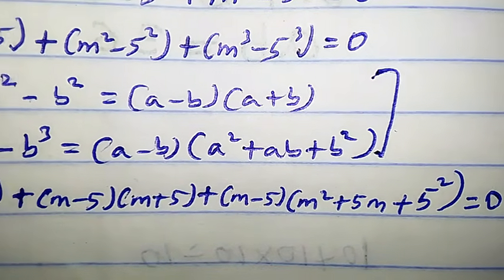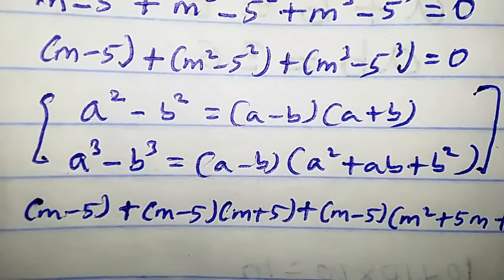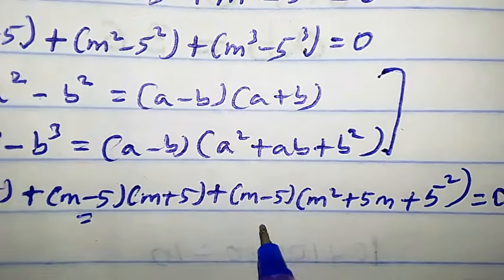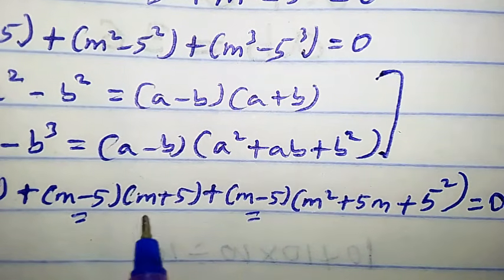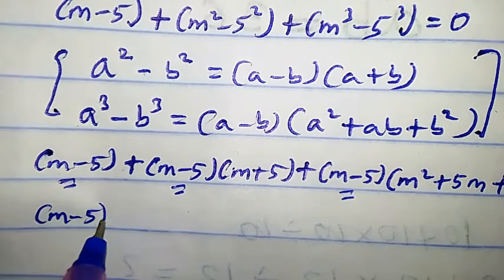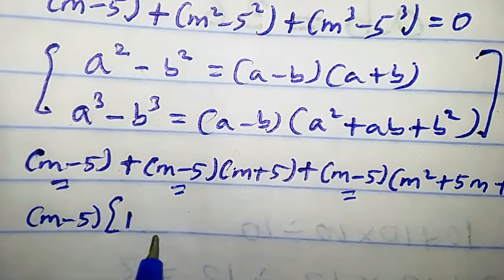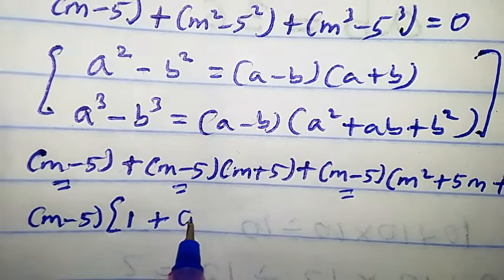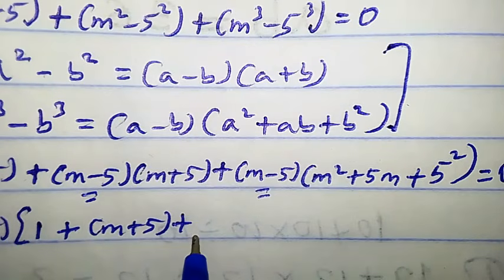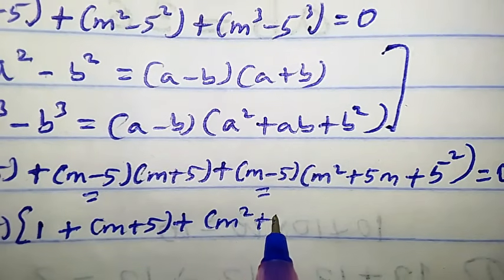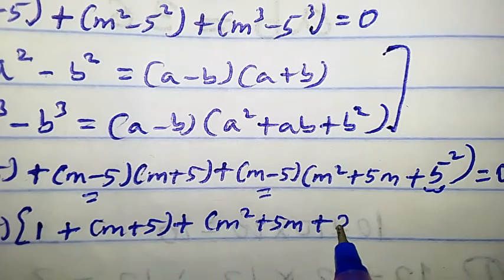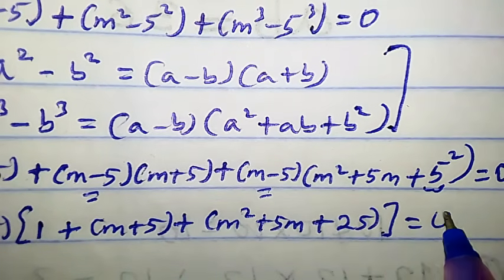You will notice that something is very common in this line. M minus 5 is common. We can pull it out. So that will be m minus 5 into 1 plus m plus 5 plus this m square plus 5m plus, what is 5 square? 5 times 5, 25. Everything equal to 0.